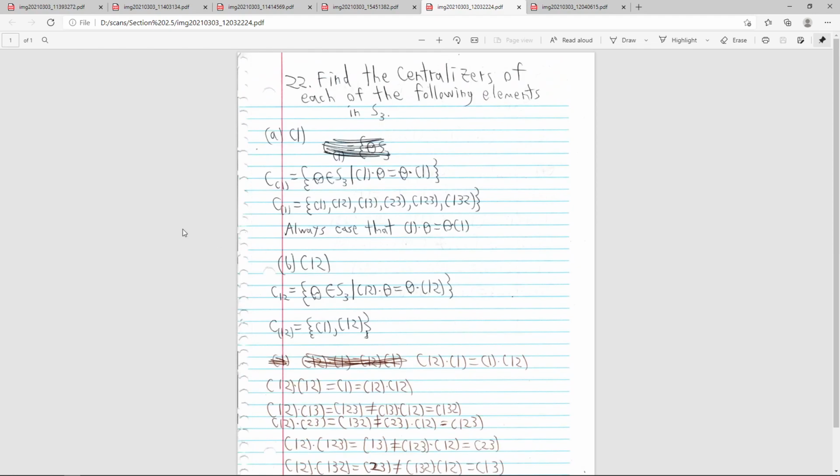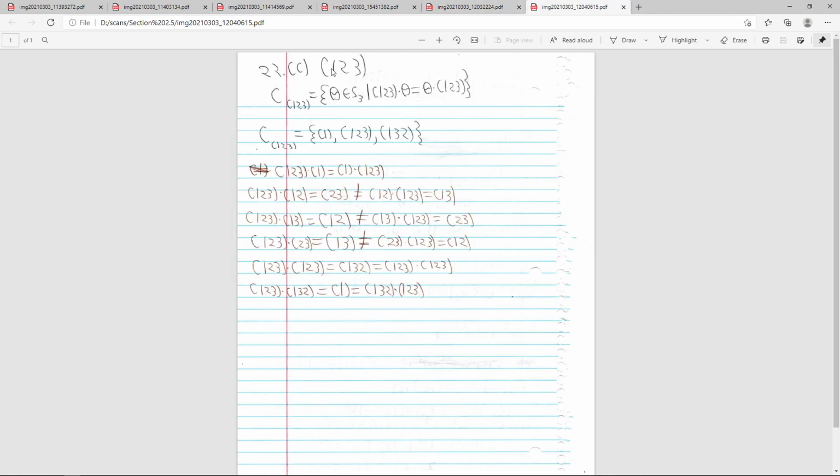That's all you have to do here. So those are the first parts, and for the final part, we have (1 2 3). The centralizer of (1 2 3) is the identity, (1 2 3), and (1 3 2), because that's where (1 2 3) times theta equals theta times (1 2 3), as seen here. Obviously when you do (1 2 3) times (1 3 2), it equals the identity, so (1 3 2) times (1 2 3) also equals that. Recheck it. (1 2 3) times (1 2 3), well that's the obvious one. If you multiply by itself, it'll give you the same thing both ways. So cycles work.